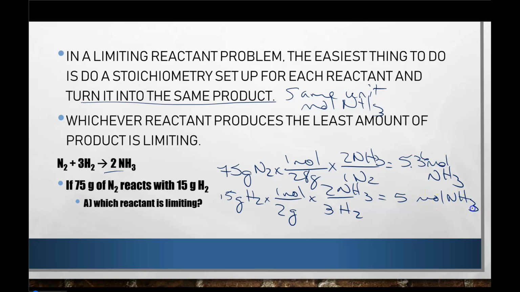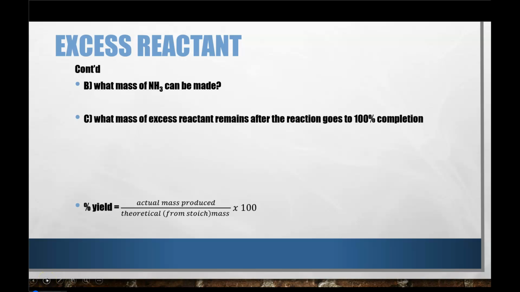of ammonia. So the hydrogen is my limiting reactant, and it can produce a maximum of 5 moles of NH3, assuming 100% goes to products. Okay, so this one is my excess reactant. Now, what mass of NH3 can be made? Well, all I have to do is take that 5 moles and convert it from 1 mole into 17 grams for NH3, which is 85 grams.